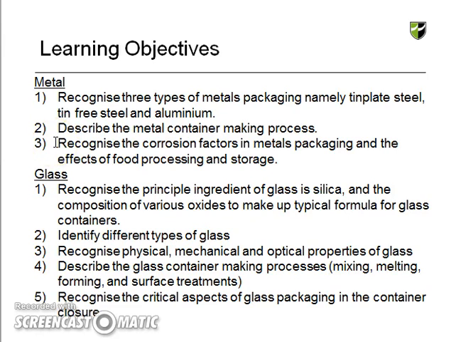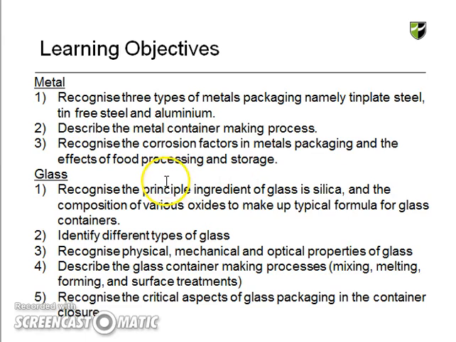Secondly, we will also look at what would be the process to make the metal container, and also to recognize what are the disadvantages of using metals, as metals will cause corrosion, so we will also have to recognize the corrosion factors in metal packagings and also the effects of storing it for a while and also when we are processing the food.